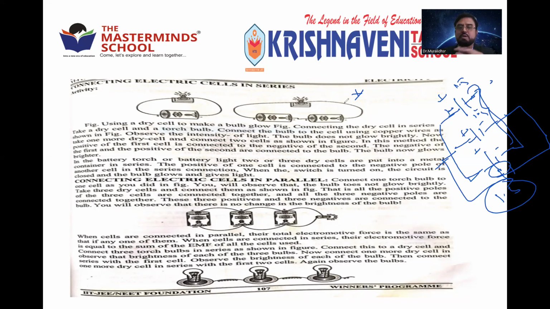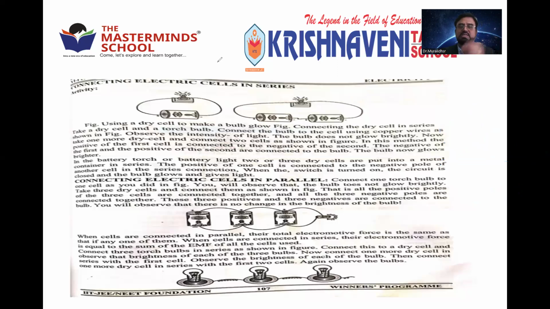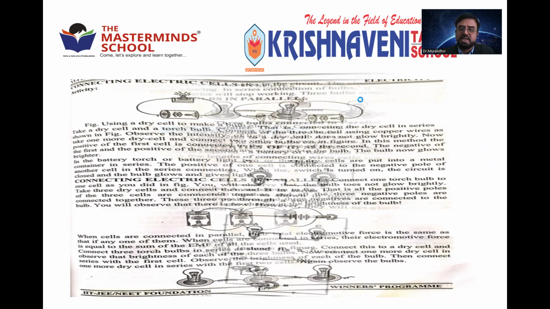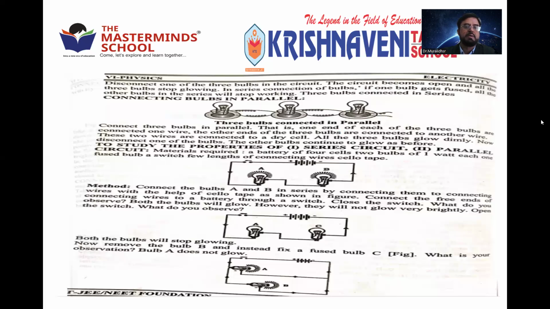But in a parallel connection, it is not like that. If one bulb is disconnected, the other bulbs will glow without any disturbance. That is the advantage of parallel connection. Right? We learn more in the higher classes. When you go to the next classes, 7th, 8th, 9th, we get details about the advantages of series connection, parallel connection and all. Okay.